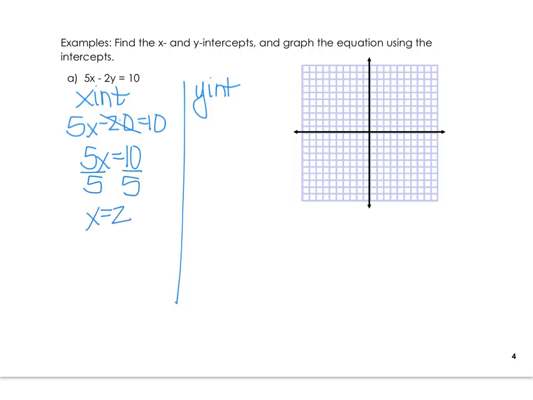So x equals 2. Now this is really close to our x-intercept, but intercepts are always listed as a point. So we want to make sure that we write the ordered pair that goes along with that. So now we found our x-intercept. Let's graph it.